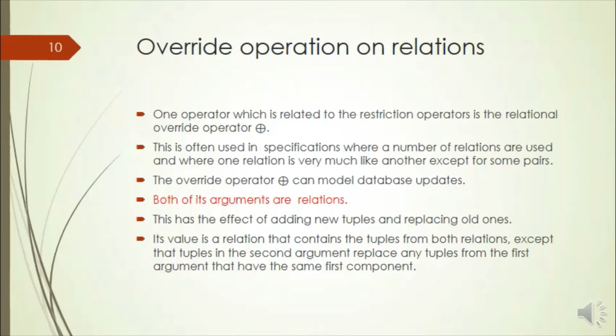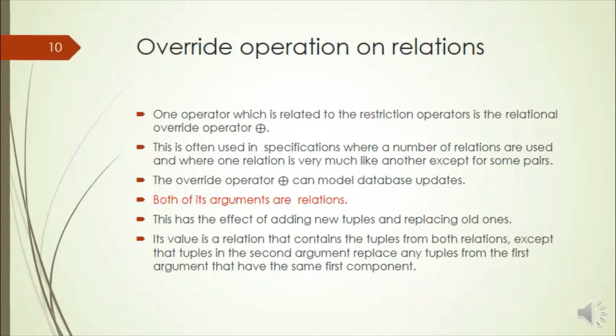Now we have an overriding operator in the relations. One operator which is related to the restriction operators is the relation overriding operator, which is represented by a plus symbol within a circle. This is often used in specifications where a number of relations are used and where one relation is very much like another except for some pairs.